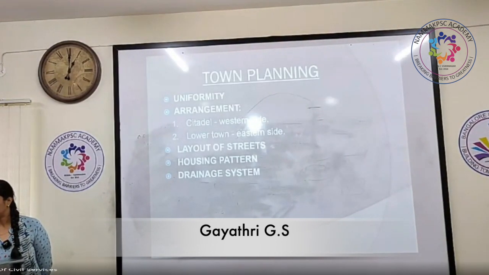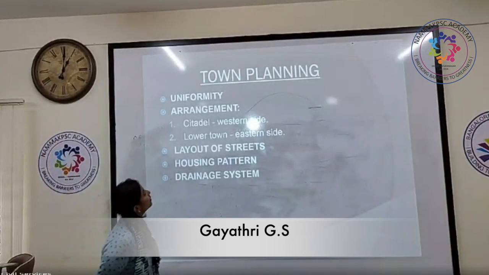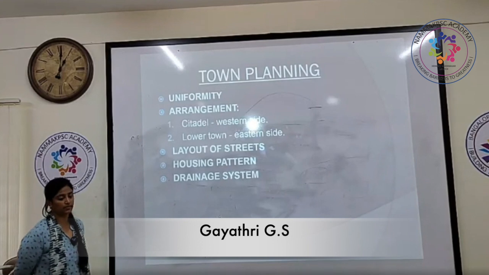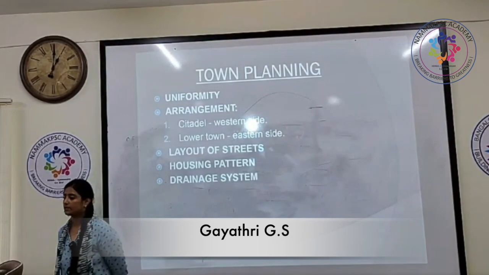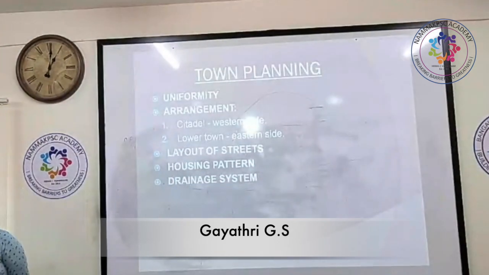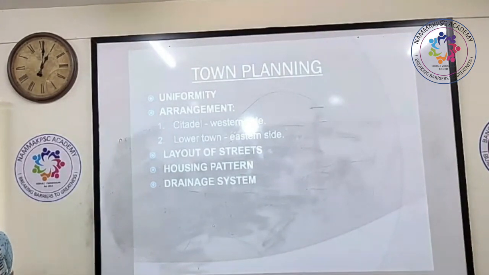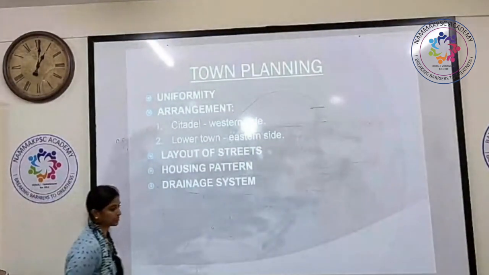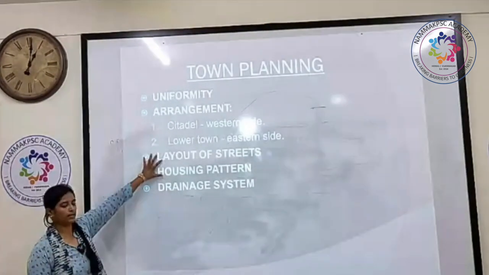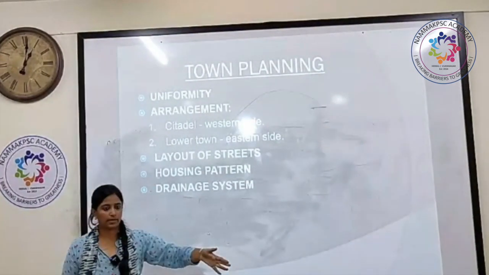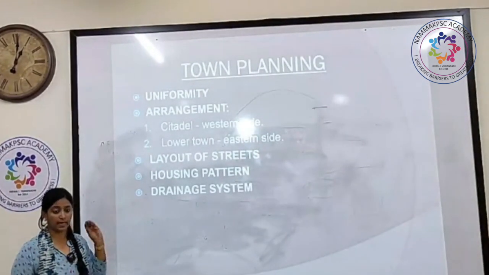First thing that you will find about town planning is this. What are the significant features of town planning? I want you all to write down these: uniformity and arrangement, that is your town arrangement, then layout of streets, housing pattern, and drainage system. The moment you are asked about town planning, these 5 points should be there in your answer, readily available. You don't have to think about this.